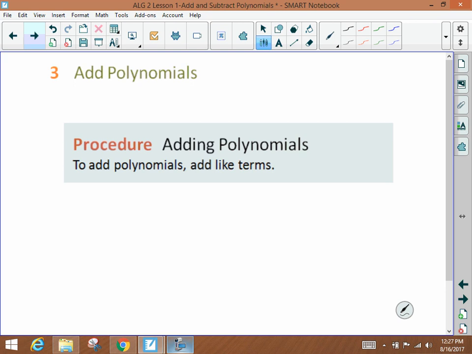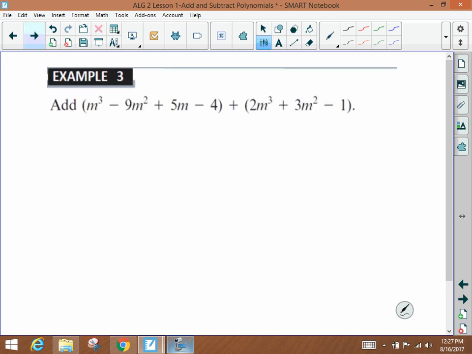All right, we're going to add some polynomials. So we're going to combine like terms. Let's do an example. All right, we're going to add these things. So it looks like I have some like terms. M cubed and 2m cubed are like terms. So I'm going to add those. All right, what is 2m cubed plus m cubed?